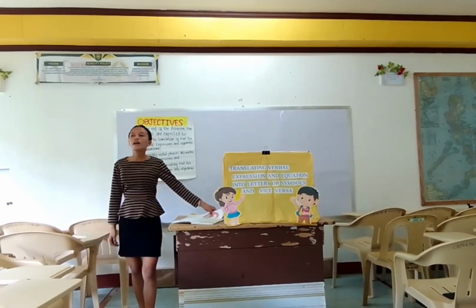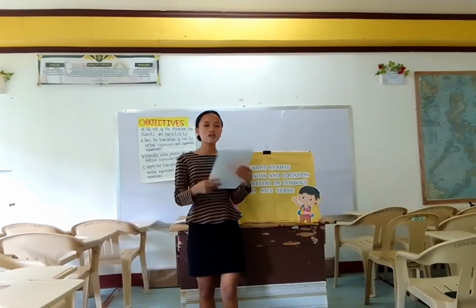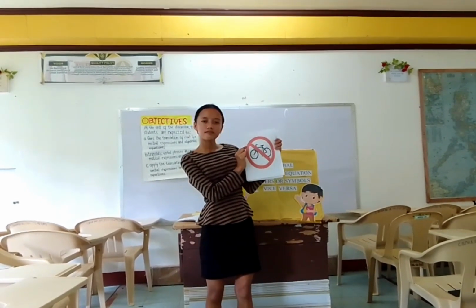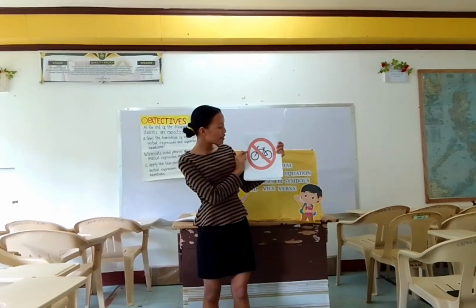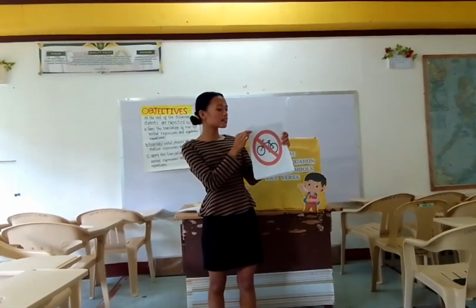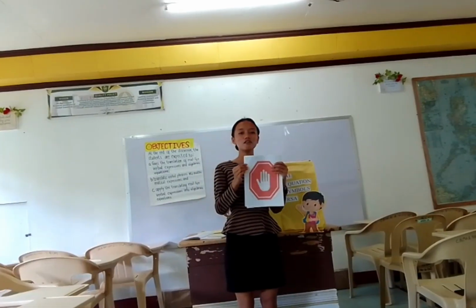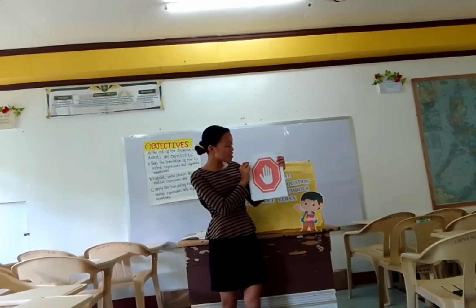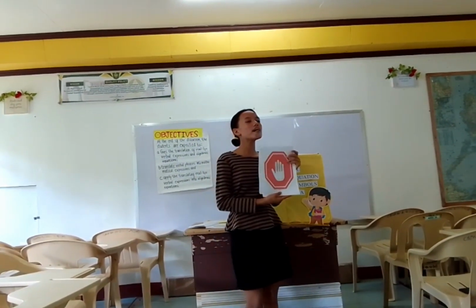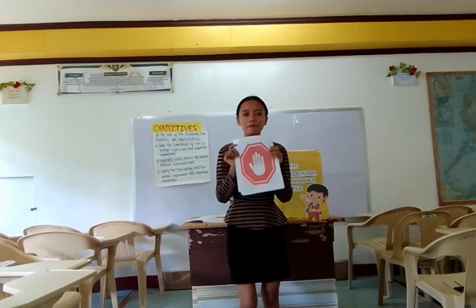All you need to do is to guess the meaning of the pictures that I will present. So what is the picture? First, yes, the meaning of the first symbol in the pictures is no bicycle. Next, okay, what is the meaning of this symbol? Anyone from the class who can answer? Yes, Riza. Okay, very good. It is a stop sign.